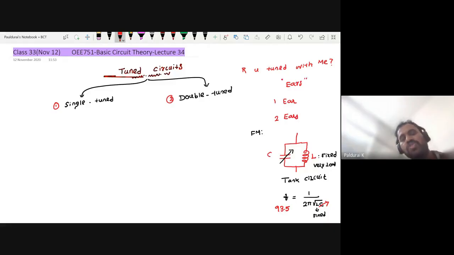So to improve the stability, to improve the accuracy, we moved to the double tuned circuit. But in your syllabus, you are having only single tuned. You don't have double tuned. This is just for your knowledge. Okay. So I want to discuss only single tuned circuits.